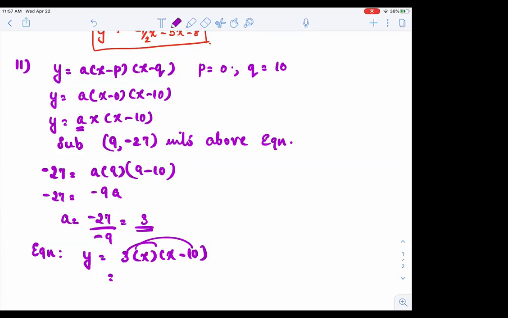So 3x times x is 3x squared. 3x times minus 10 is minus 30x. I'm sorry, 30x. So that's the equation in the standard form: 3x squared minus 30x. Are we good?